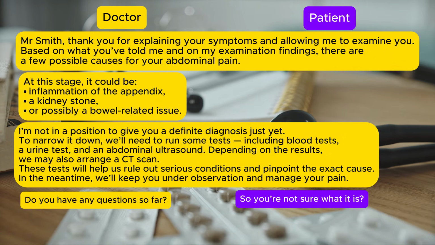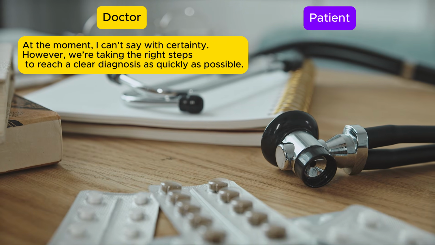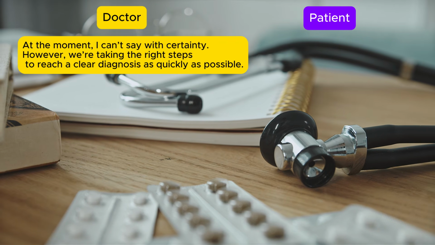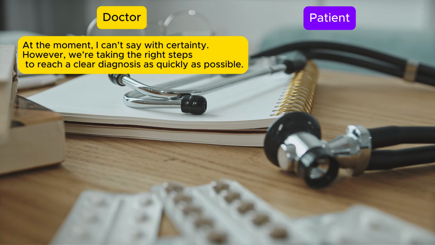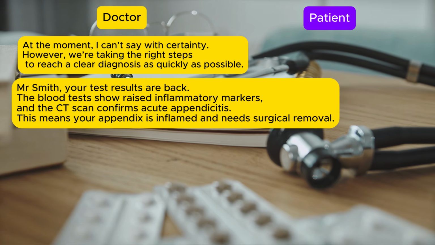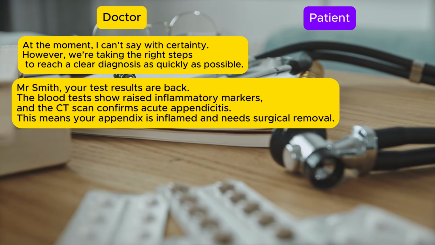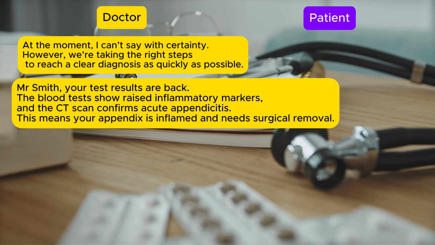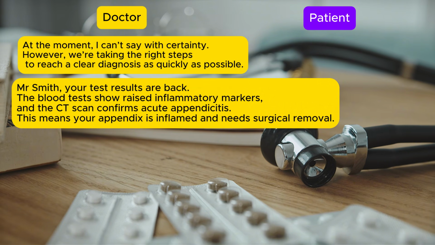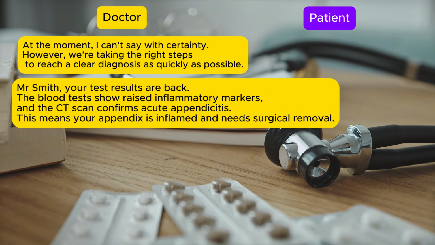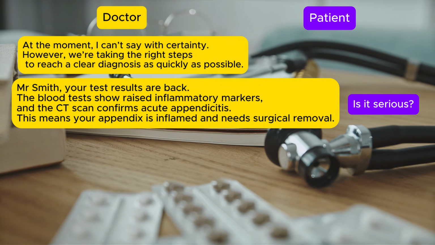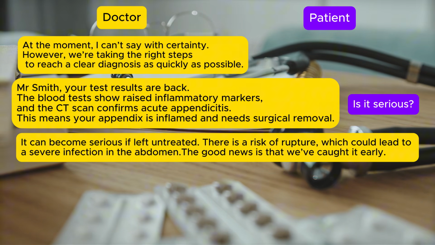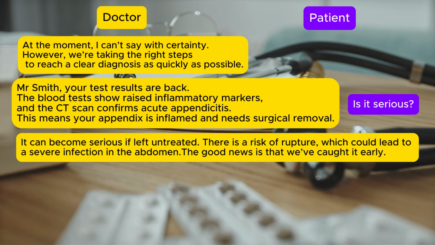So you're not sure what it is? At the moment, I can't say with certainty. However, we're taking the right steps to reach a clear diagnosis as quickly as possible. Mr. Smith, your test results are back. The blood tests show raised inflammatory markers, and the CT scan confirms acute appendicitis. This means your appendix is inflamed and needs surgical removal. Is it serious? It can become serious if left untreated. There is a risk of rupture, which could lead to a severe infection in the abdomen.